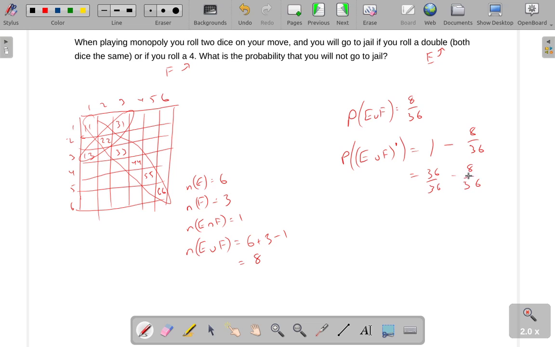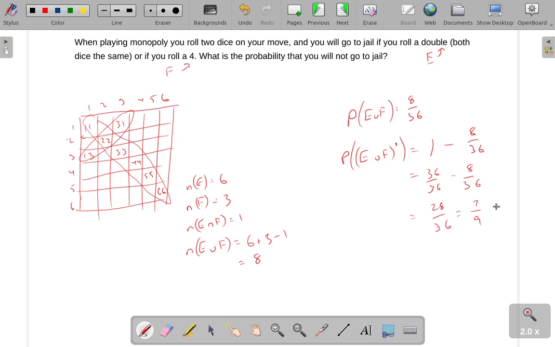Again, I'm just using my rules for fractions. I know I want the denominators to be the same, and if I take a number divided by itself, it's equal to 1. So if I write 36 out of 36 instead of 1, I haven't changed anything. But this allows me to now do this subtraction. 36 minus 8 is 28. I get 28 out of 36, and I'd probably want to reduce this. 4 is a common factor. Get 7 out of 9.